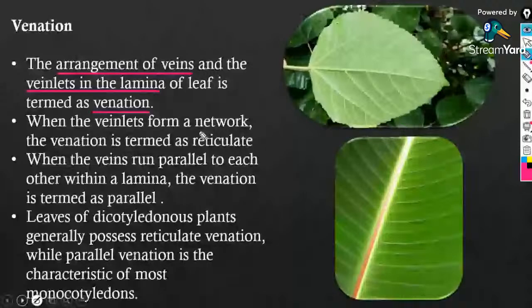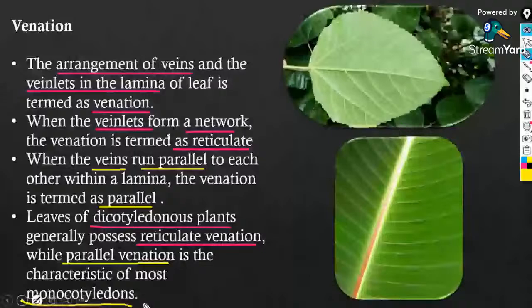When the veinlets form a network, the venation is termed as reticulate venation. And remember, leaves of dicot plants show reticulate venation. So reticulate venation is a characteristic feature of dicot plants. Clear? And when the veins run parallel to each other within the lamina, you will call it parallel venation. And parallel venation is a characteristic of monocot plants. Clear?